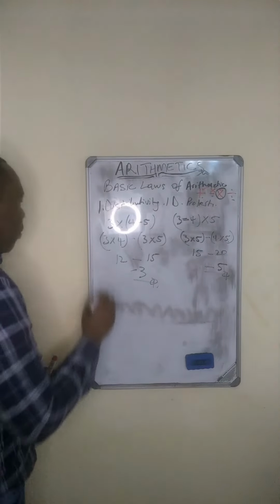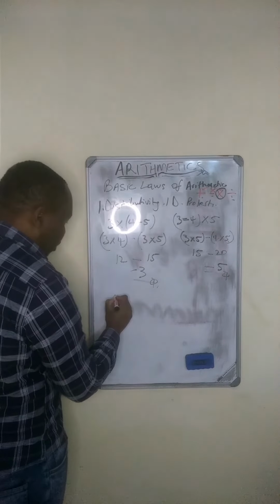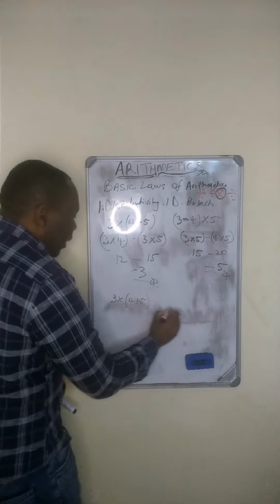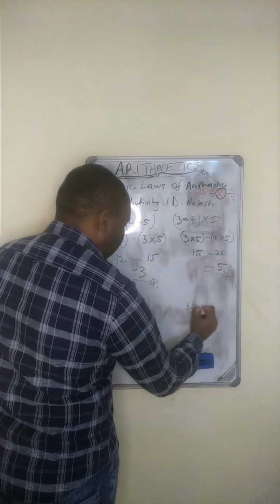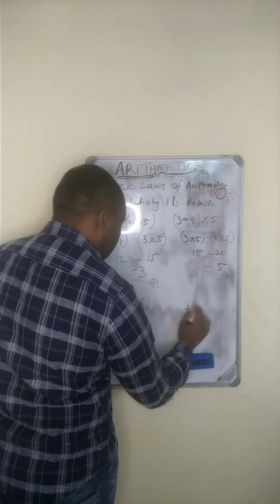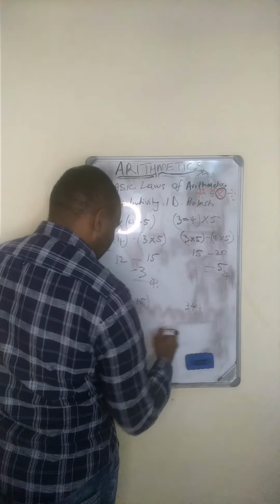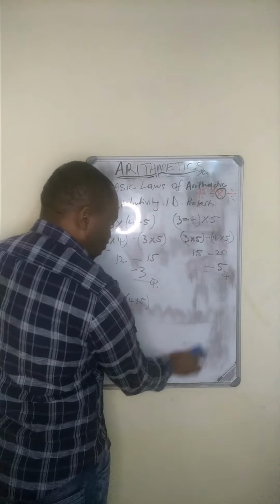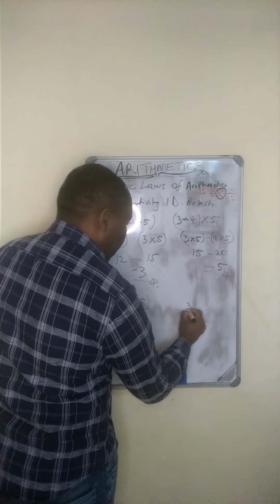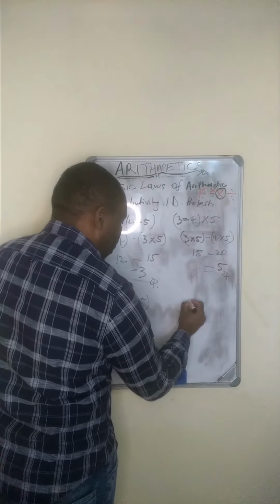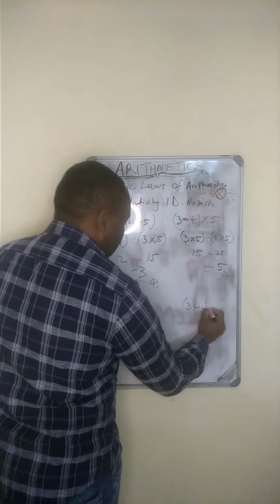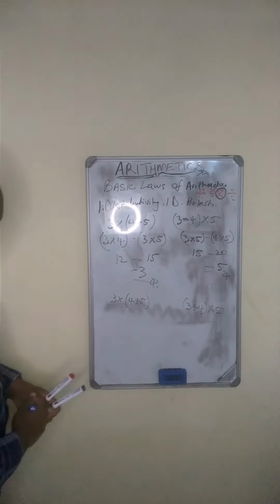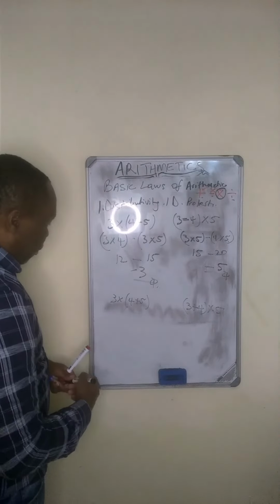Right? Now let's do the positive one. Same, but it's just positive. 3 times, open bracket, 4 plus 5. And this side it's 3 times 4, sorry, 3 plus 4, because in brackets is the sign. Okay, 3 plus 4, close brackets, multiplied by 5. Right, so this is what happens.